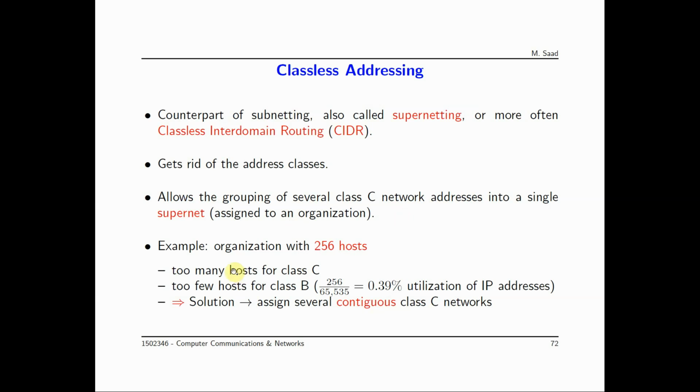Now, let me give you a small motivating example here. We have an organization that will have exactly 256 hosts. These are too many for class C, because for class C, we cannot have more than 254 hosts. You know, the all zeros and all ones as a host ID are reserved. One of them is used as the address of the whole network, of the whole subnet, and the other one is used as the broadcast address. So class C will not work.